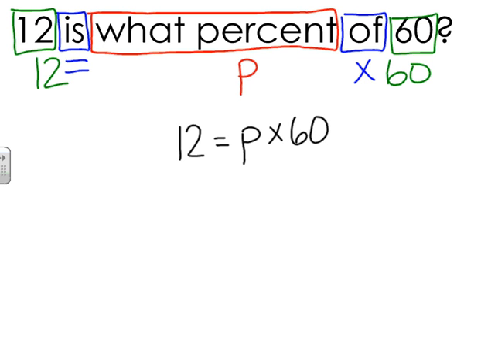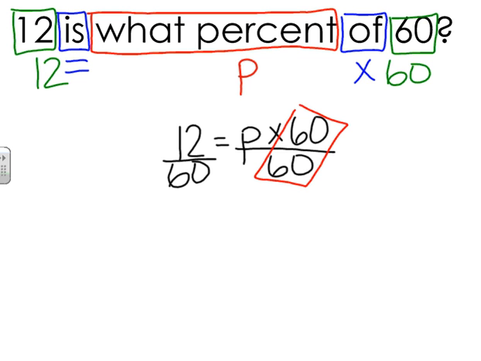I have a one-step equation. The opposite of multiplying by 60 is dividing by 60. So divide by 60 on both sides. 60 divided by 60 is 1. So I get 1p. And on the left-hand side, I need to figure out 12 divided by 60.